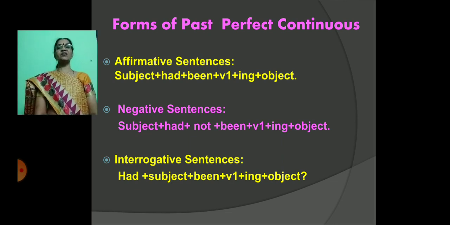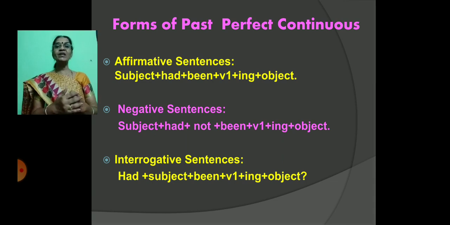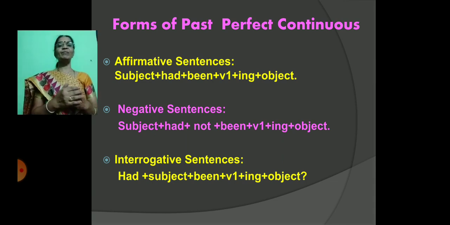Now the next tense of simple past, that is past perfect continuous. The forms for past perfect continuous: for affirmative sentences, you use subject plus had plus been plus verb in ing plus object. And for negative sentences, you have subject plus had plus not plus been plus verb in ing plus object. For interrogative, you have had plus subject plus been plus verb in ing plus object.